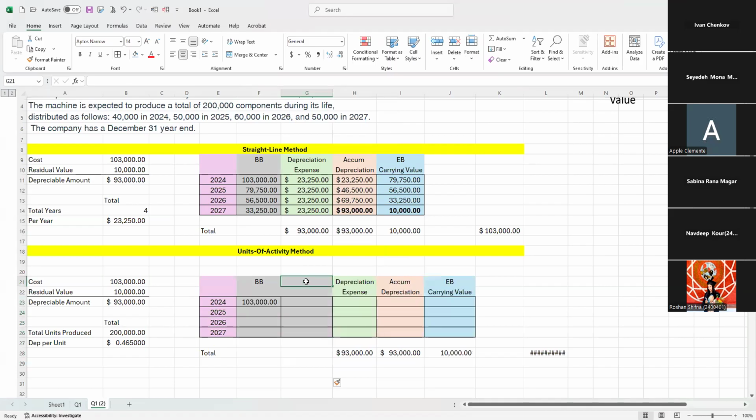What will be my column here? Units used. Units of production. Depreciation per unit. No, units used. Yes, you're right. Units used. Do I know how many units I'm using the first year?